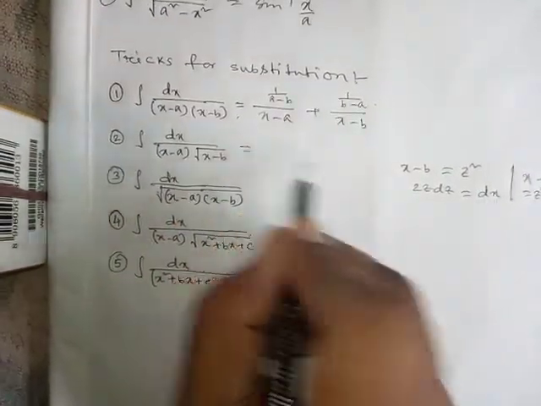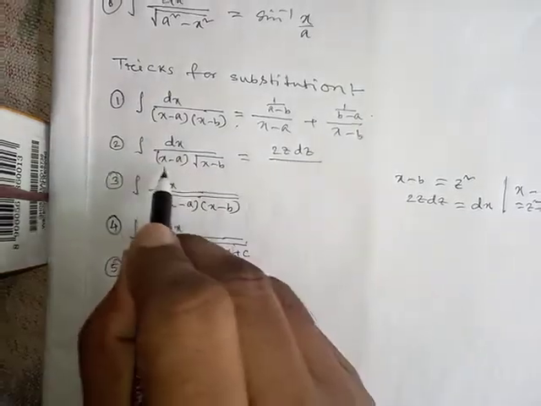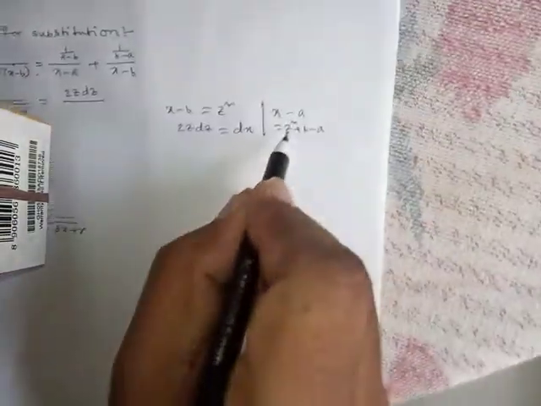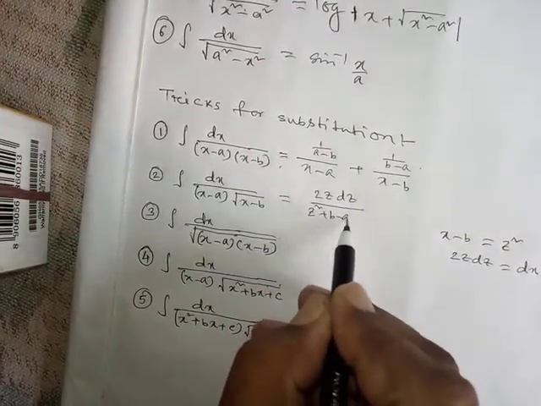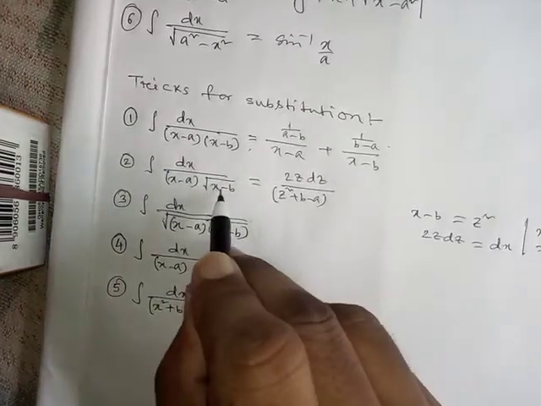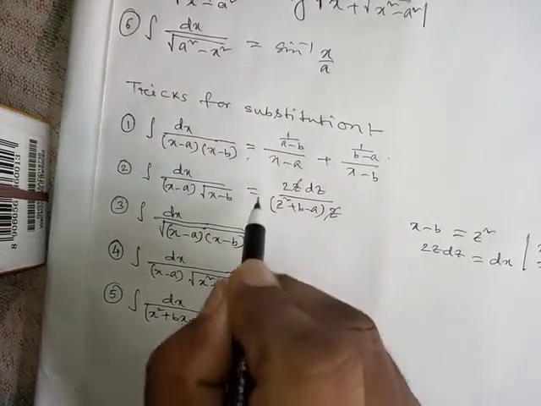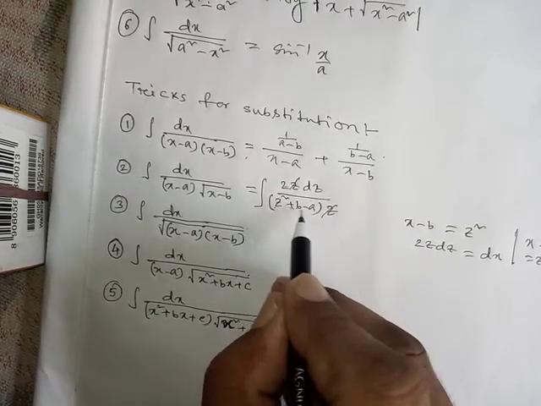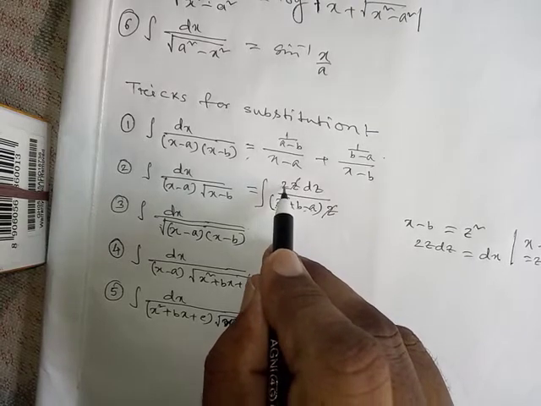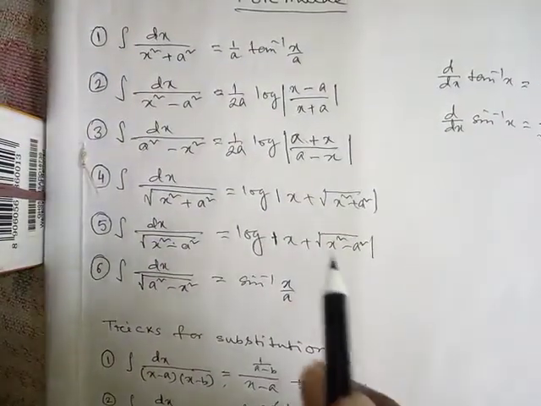Now in place of dx I shall put 2z dz, and here x minus a is already calculated, z square plus b minus a, z square plus b minus a, and here the square root of z square is z. Now this z and this z get cancelled, so now it is 2 dz by z square plus b minus a. Now this 2 will be taken out, and from this formula, from here, you will find the similarity.